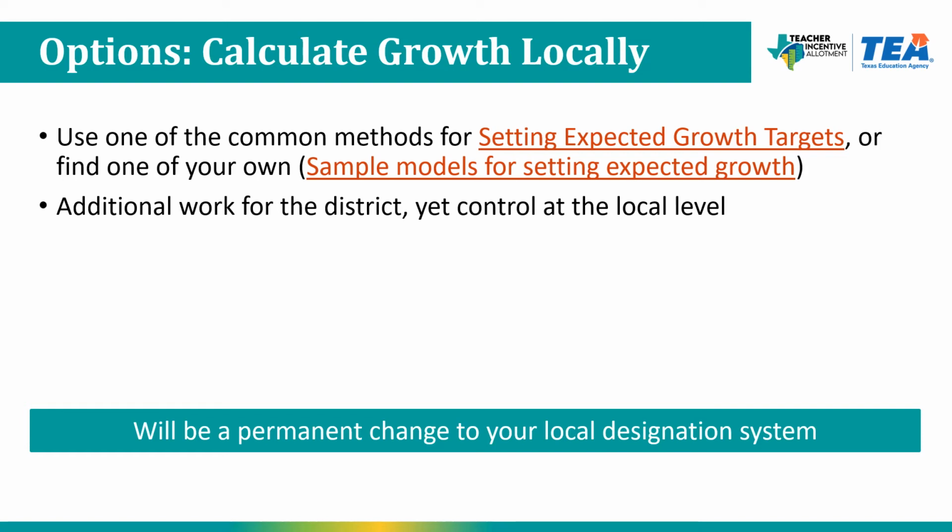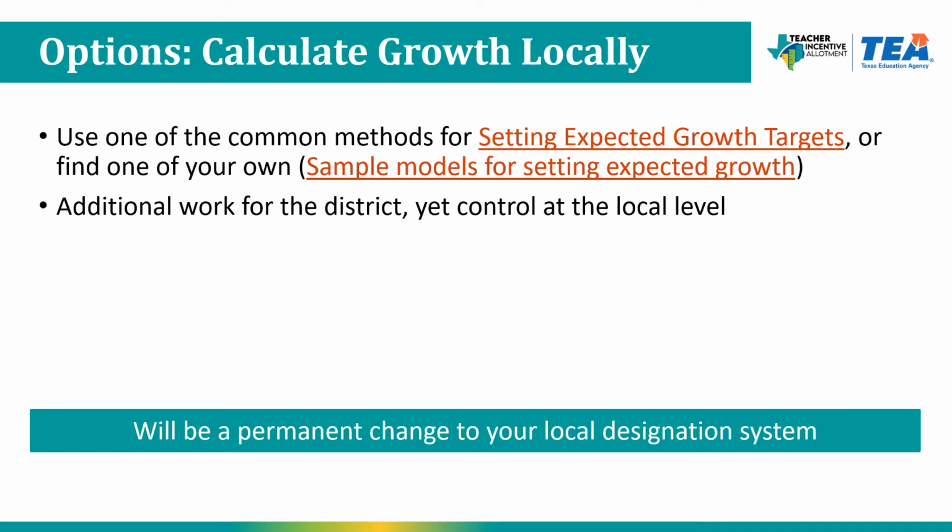A different option, if you don't want to use transition tables, you can choose to calculate growth locally at the district level. There's lots of ways for districts to do this. There's lots of models, and there's a whole webinar on setting expected growth targets locally. There's also a 2-pager on our website that explains what these models are and a summary of how they work. If you don't want to use transition tables and instead set your growth targets locally, you can certainly do that as an available option. That is additional work for districts as they do have to figure out which growth targets are going to be used, how they work, and explain them to stakeholders, but it is an option.